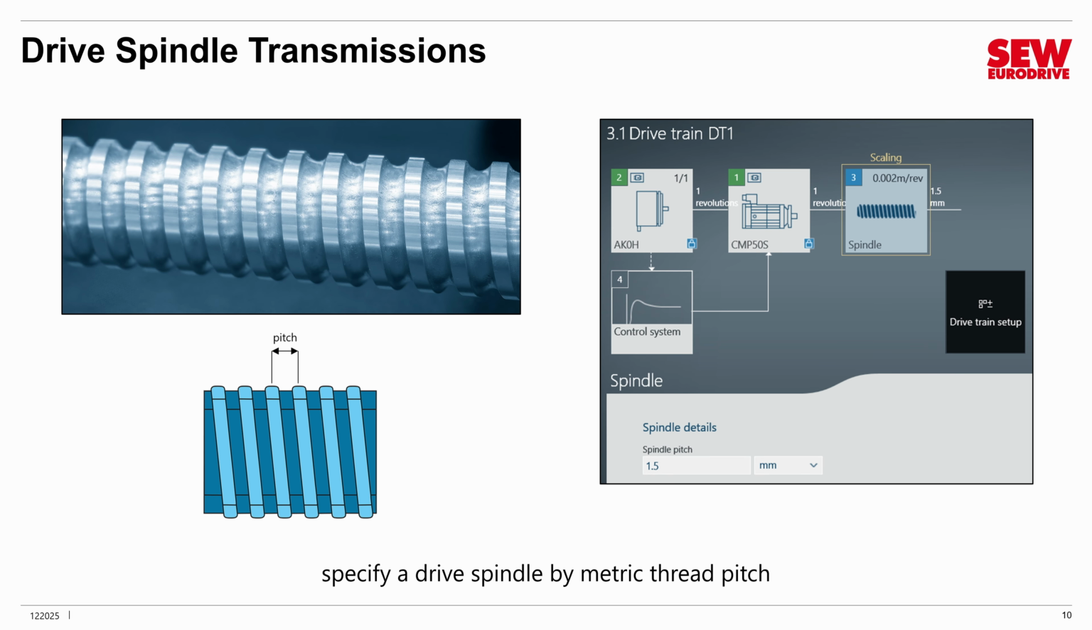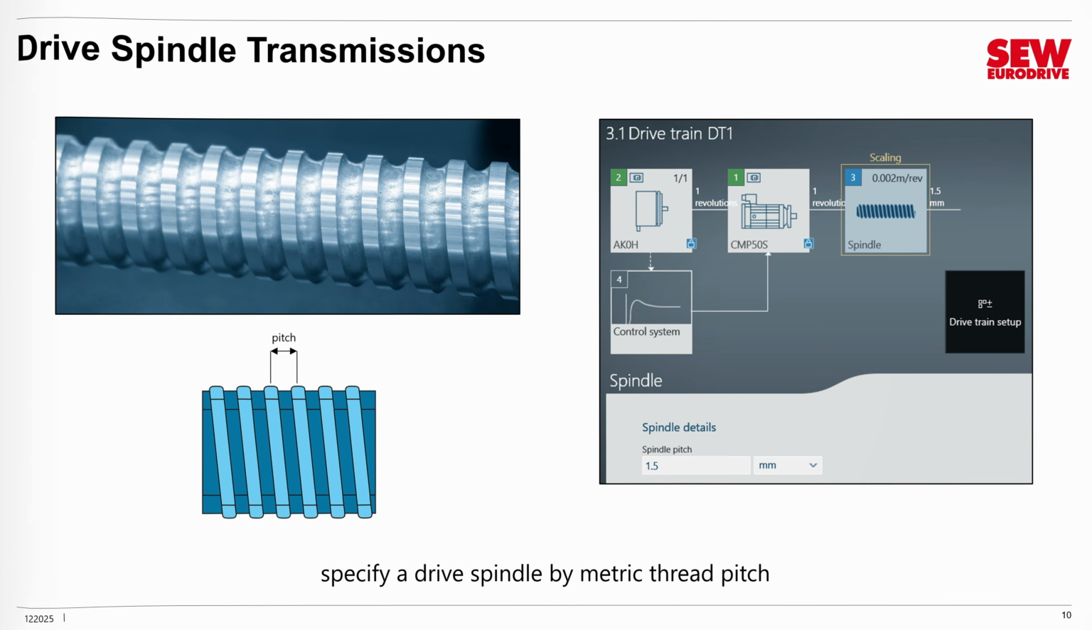If you're incorporating a drive spindle, all you have to do is supply the metric thread pitch. This is not the way we do it in the United States typically, where we have threads per inch. This is the European style, where you enter the thread pitch as the distance tooth to tooth in millimeters.